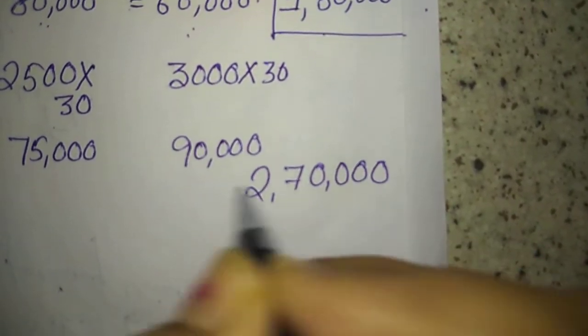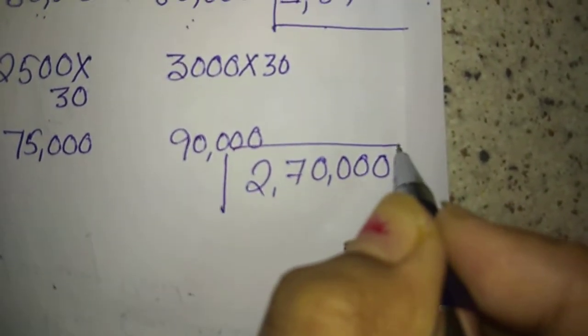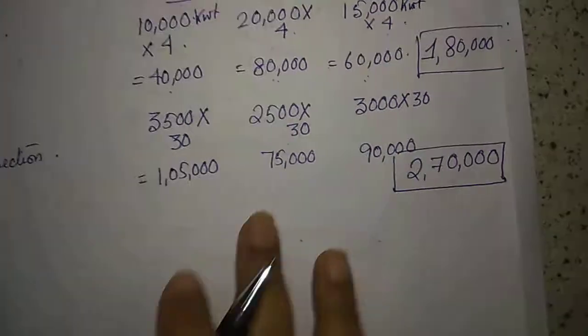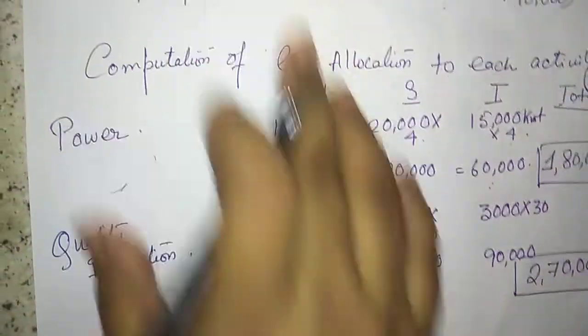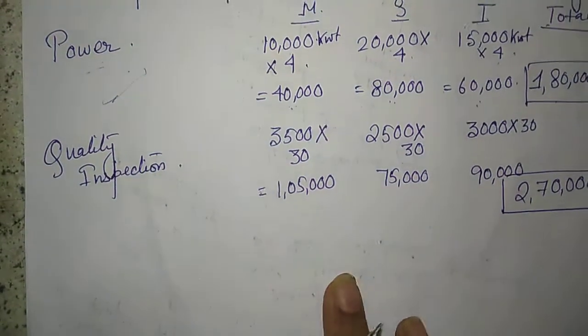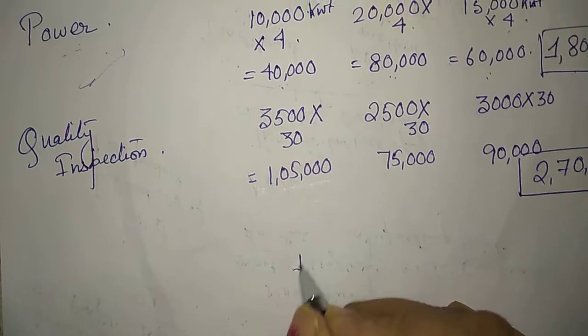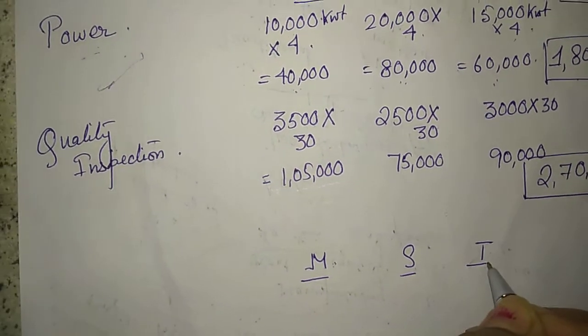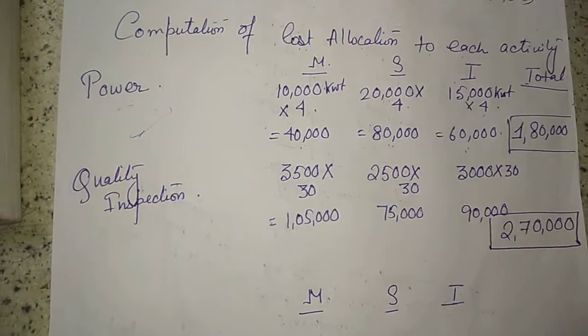So here we have allocated the cost on the basis of activity. One thing they haven't asked us over here is the cost allocation for each product. If you want to find it out, we can find it. There are 3 products, M, S and T.